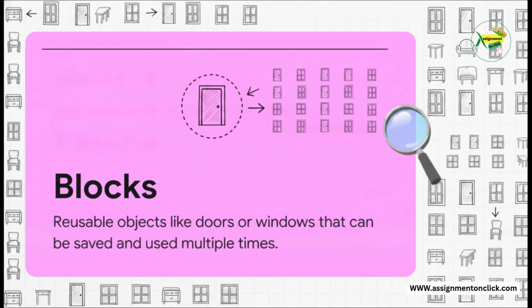Another massive time saver here is blocks. Think of blocks as your own personal library of pre-made parts. Say you're designing a hotel with 200 identical rooms. You definitely don't want to draw the standard door 200 times, right? No way. You draw it once, save it as a block, and then simply insert that reusable object wherever you need it. It drastically speeds up the whole design process and guarantees absolute consistency across the entire drawing.